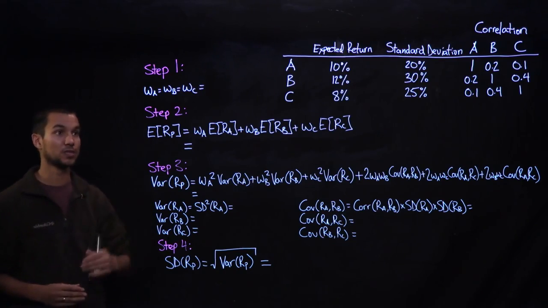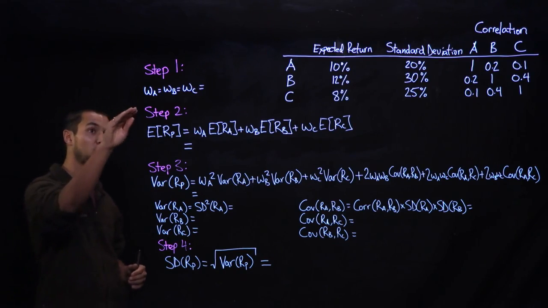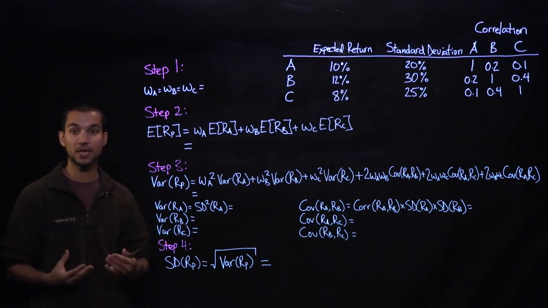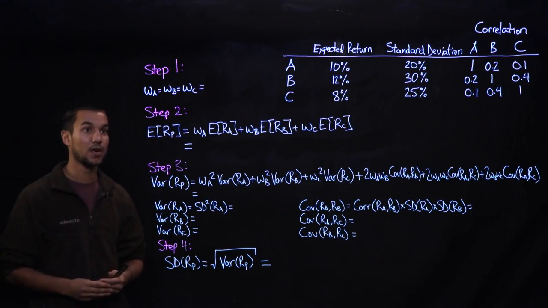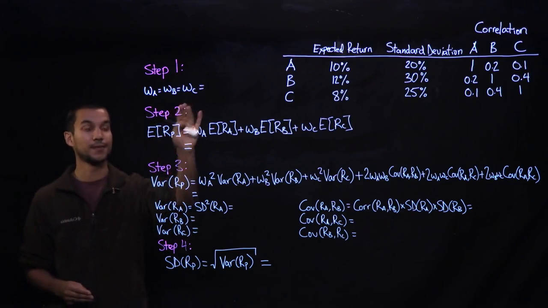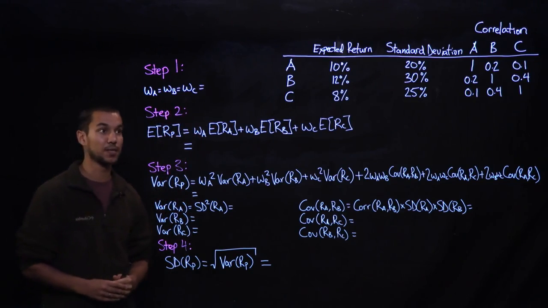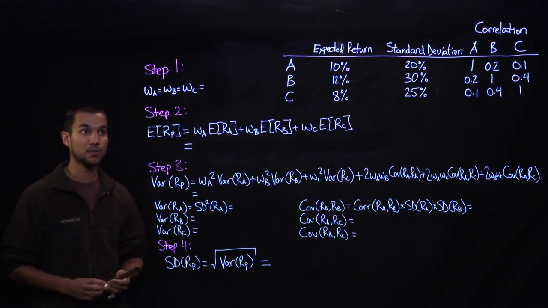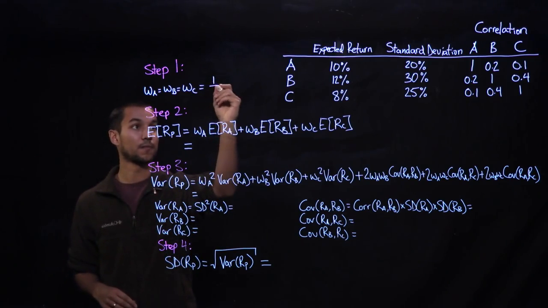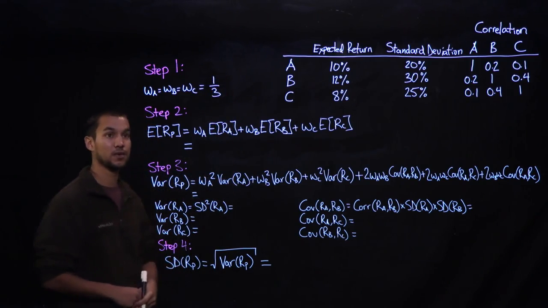So the first thing to do with this question is to calculate the weights of each one of our 3 stocks. Because we have an equal investment in each stock, the weight on stock A is going to be equal to the weight on stock B, which is going to be equal to the weight on stock C. Moreover, because these weights sum to 1, we know that each one of these weights is going to be 1 over 3, or 33.3% of the portfolio.